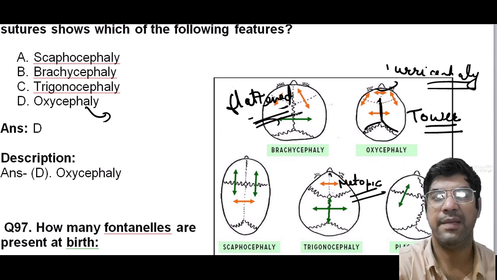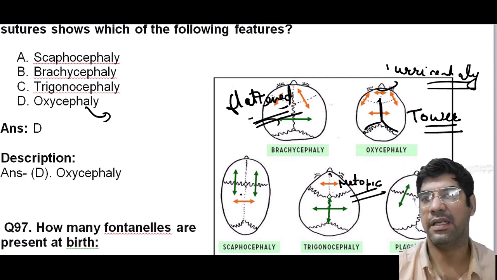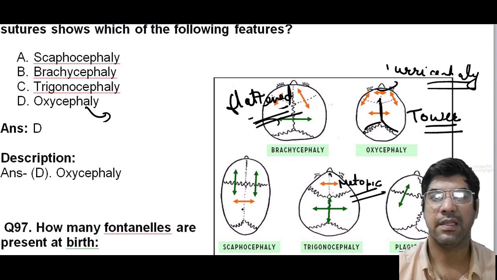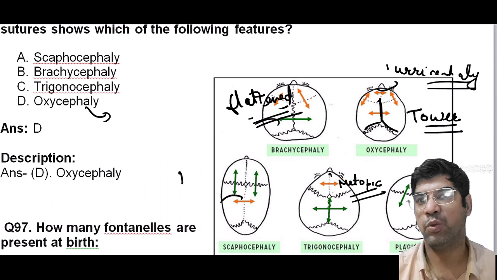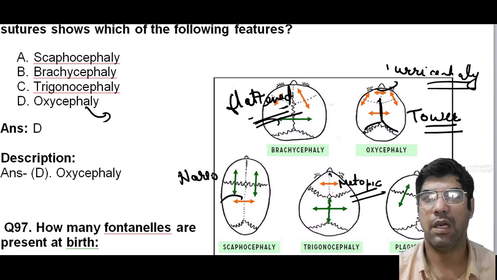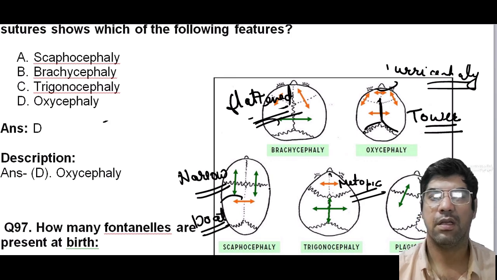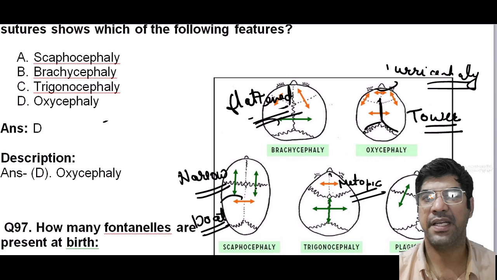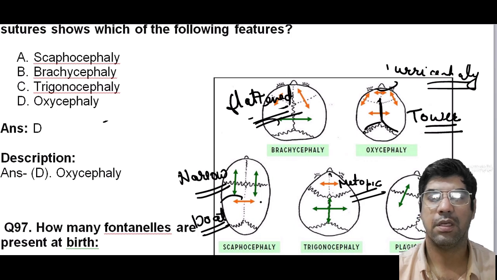Scaphocephaly means dolichocephaly. That leads to a narrow skull or boat-shaped skull, where the sagittal suture that runs along the top of the skull fuses prematurely.